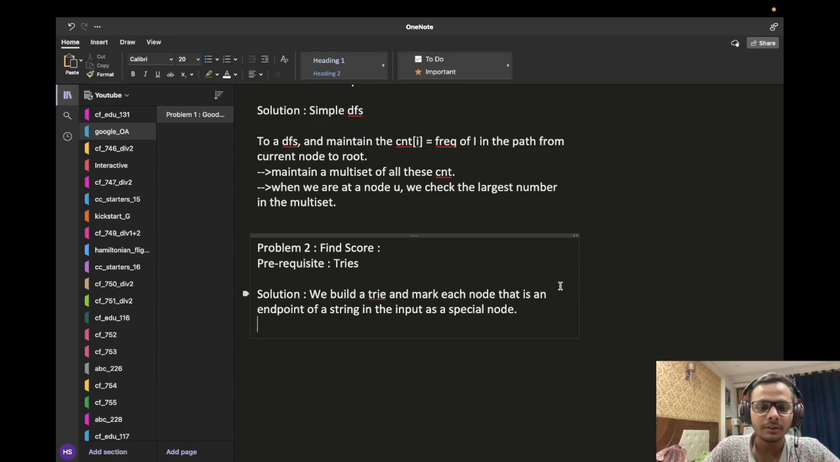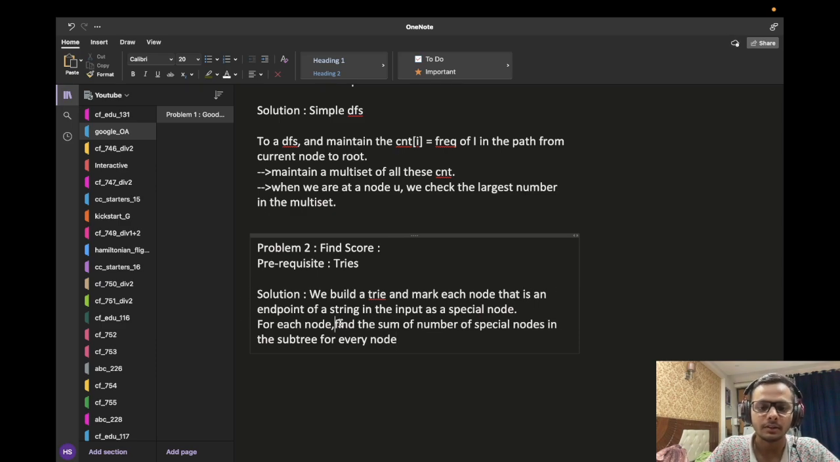And now the solution is really simple. For each node, find the sum of the number of special nodes in the subtree for every node.